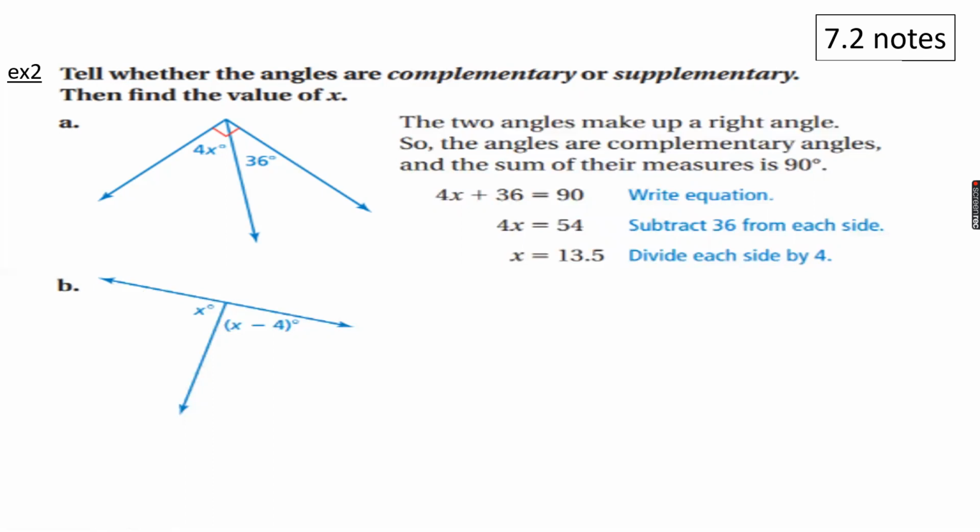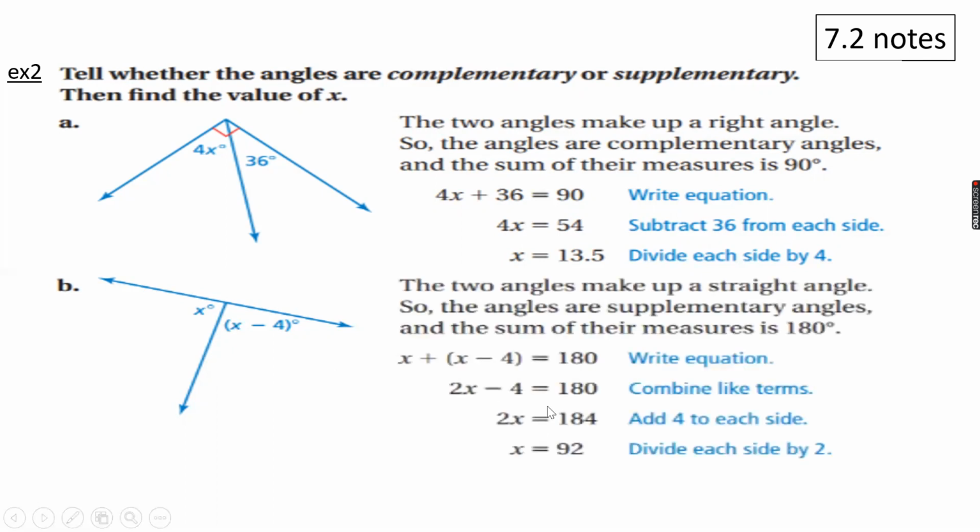Now go ahead and do the math, just like how I did on this problem, to figure out your x's in this problem. So pause the video and try out this problem. And this is your answer. So again, we're adding those two angles together. One angle is just x, the other angle is x minus 4. So we're adding those two together, and it's going to equal 180.